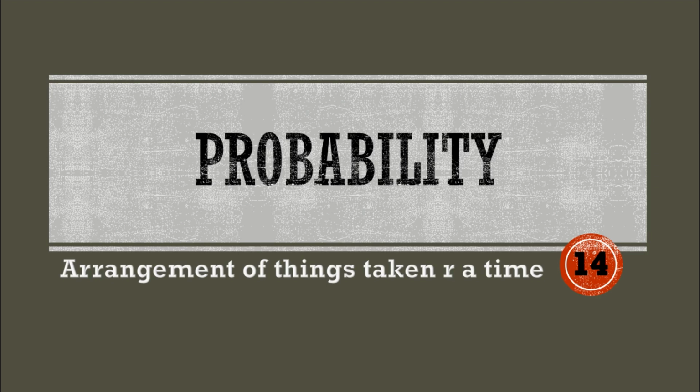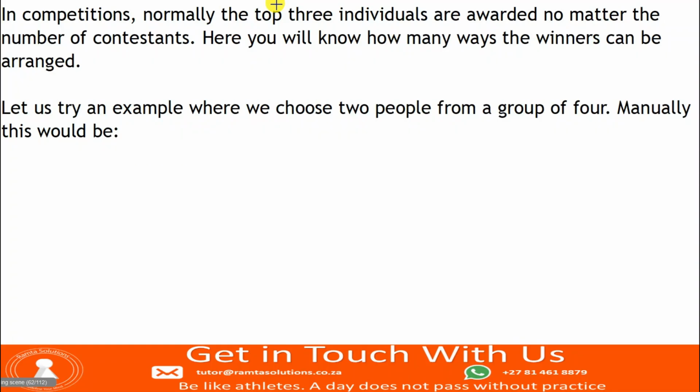Today on probability, we are looking at arrangement of things taken r at a time. Please do not be shocked or intrigued, and do not be confused by this topic. Of course, in your textbook, it says it's arrangement of things taken r at a time. This is basically what you know, but this lesson is specifically for this.